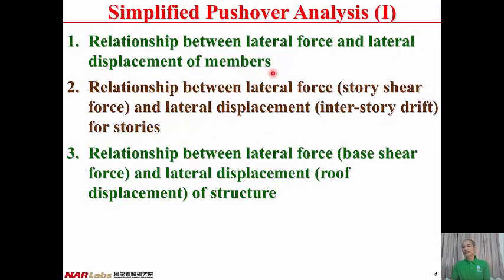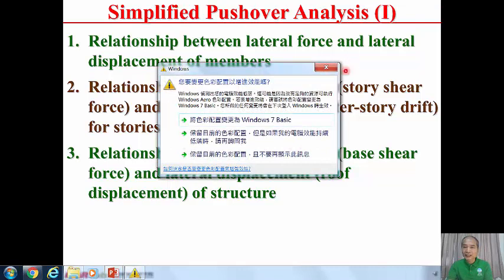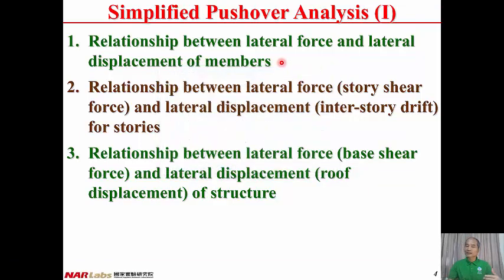In simplified pushover analysis, there are totally 3 stages. The first one is to find the relationship in the member level. That's the relationship between lateral force and lateral displacement of those vertical members. In the second stage, we would like to find the relationship in story level. That's the force relationship in story level. That's the relationship between lateral force or story shear force and lateral displacement or interstory drift for the stories. And from the story information, we can find the relationship in the structural level. That's the relationship between lateral force or base shear force and the lateral displacement. That's the roof displacement of the structures.